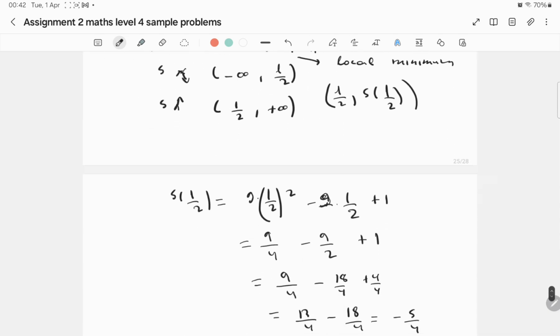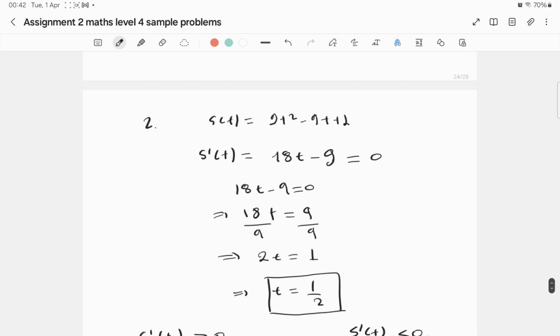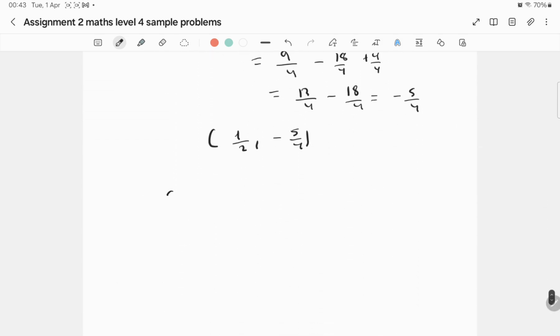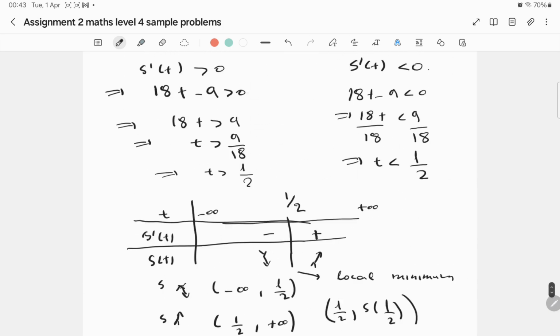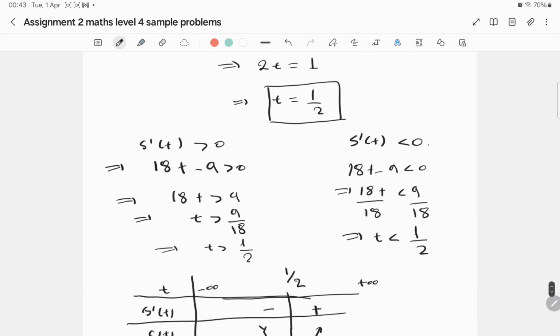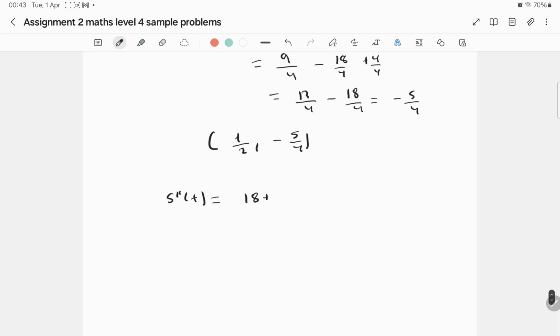And I can check if the function is concave upwards or concave downwards if I take the second derivative, so s double prime of t. The second derivative is just the derivative of 18t minus 9, and this is 18, which is strictly positive. So the second derivative positive means that s is concave upwards.